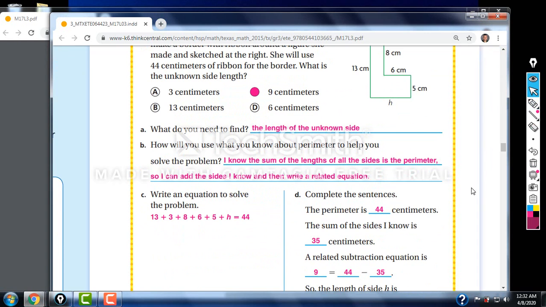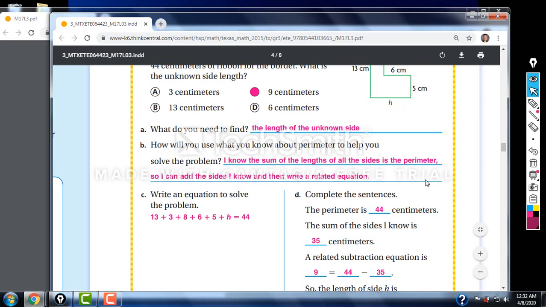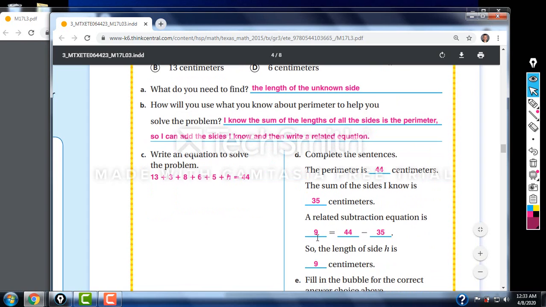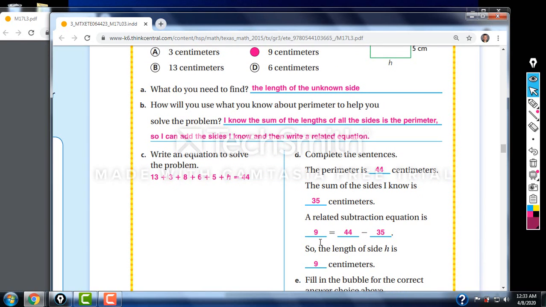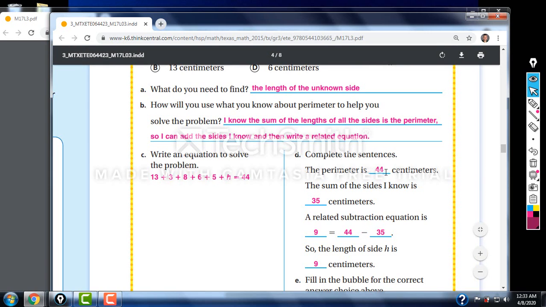So here you line them up: 13 plus 3 plus 8 plus 6 plus 5 plus h. This is just what we have up here. Equals 44. So you know what the perimeter is, right? 44 centimeters. The sum of the sides I know, when I add all these up here, I get 35. So now I get my related subtraction equation. If I have 44 total centimeters, subtract 35, which is the sum of the known sides, I have 9. So the side h is 9.